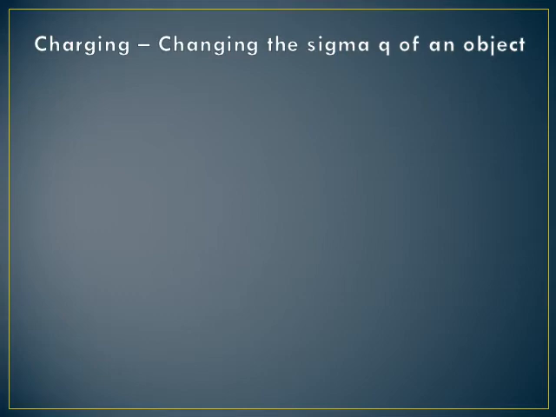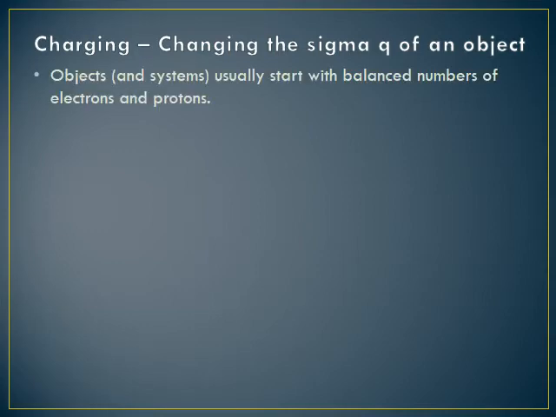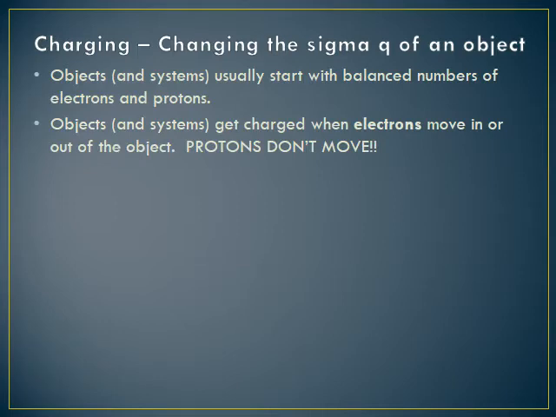So the main point of this video is on the processes we call charging, which means changing the sigma q of an object, making the charges unbalanced in our object. As a reminder, objects in our universe usually start with a balanced number of electrons and protons. So you and the desk and everything around you have the same number of electrons and protons, probably. So an object or system gets charged when the electrons move in or out of the object.